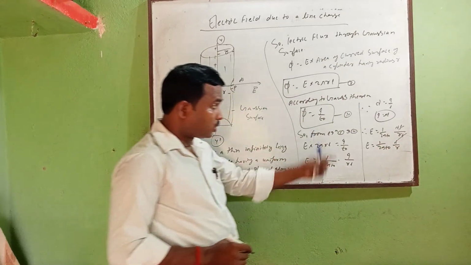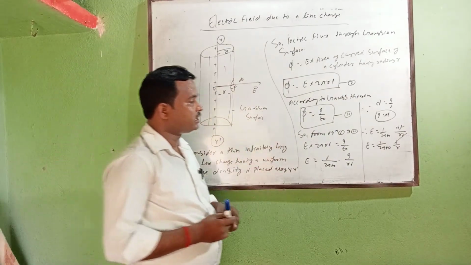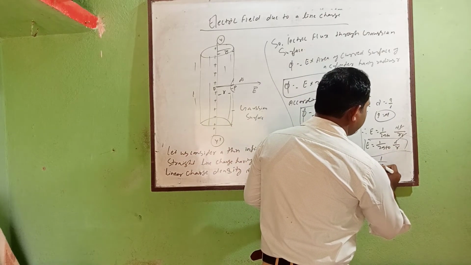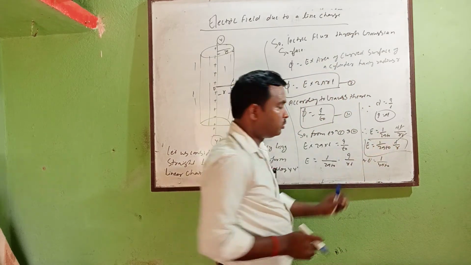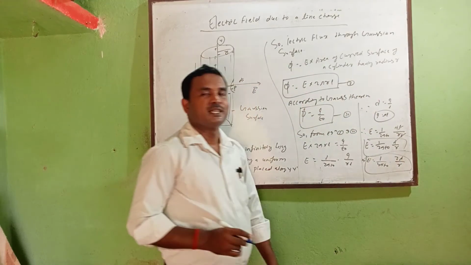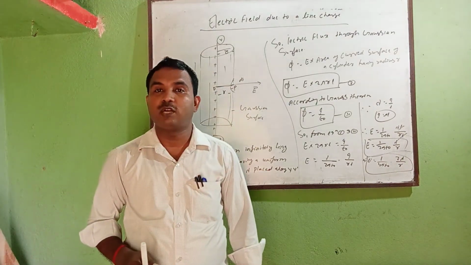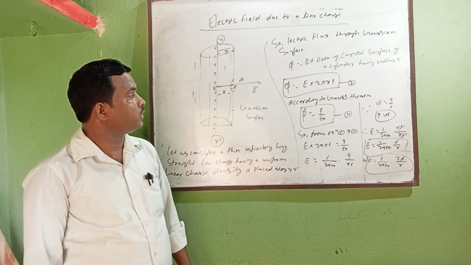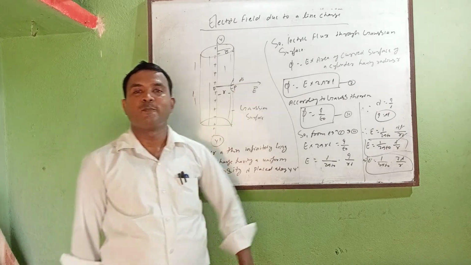You can also multiply by 2 and write E equal to 1 by 4 pi epsilon naught. If you multiply by 2 below, you also have to multiply above, so it will be 2 lambda by R. This formula is also correct. So by using this infinitely long line charge, we can find this formula. Student, you should also write this question. It is very important. So you can find the electric field due to a line charge. Okay, thank you.